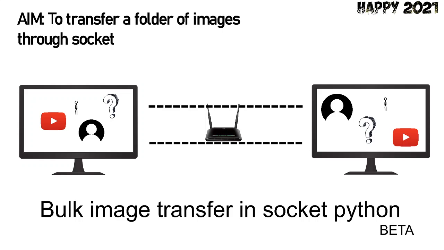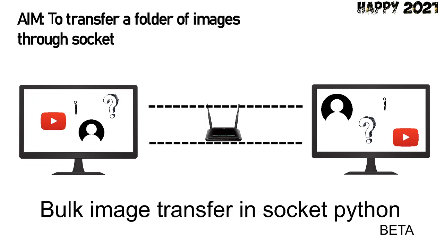Welcome to Programming Pi. Today we are with our project, bulk image transfer in socket using Python. The aim of this project is to transfer a folder of images, that's a lot of images, through the socket. To know detailed information about how the images are transferred, watch our last video on image transfer in socket using Python. Now, what happens in the background?